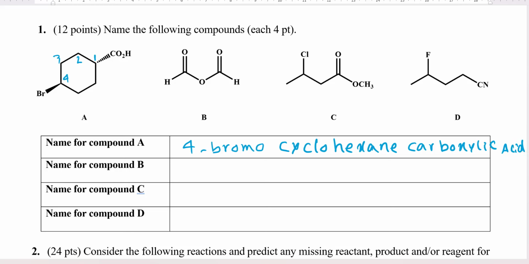Compound B, it is an anhydride. And if we take a look at the structure, we can see on each side of the anhydride we have only one carbon. So the acid associated with this piece is formic acid. And both sides are identical. So the name of this anhydride is formic anhydride.